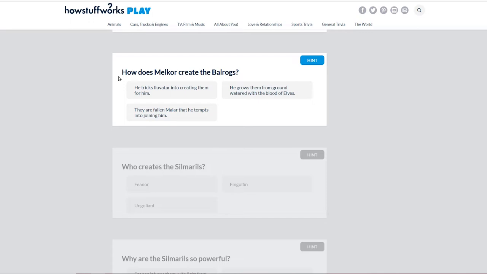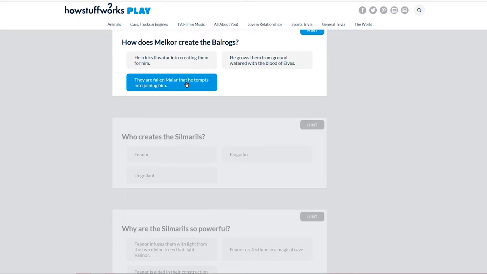Okay. So, how does Melkor create the Balrogs? He tricks Ilúvatar into creating them for him. He grows them from the ground, watered with the blood of elves. They are fallen Maiar that he tempts into joining him. Has to be the third one. This doesn't happen, and I'm pretty sure that this doesn't happen. So the Balrogs, which I think at the very beginning were called Valaraukar. Yeah, they are fallen Maiar.